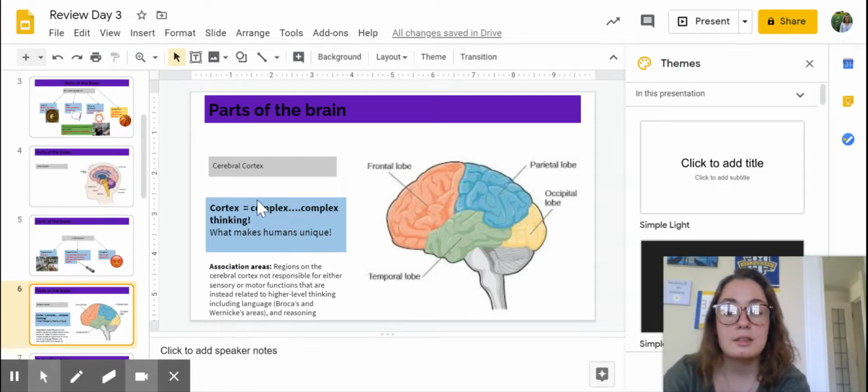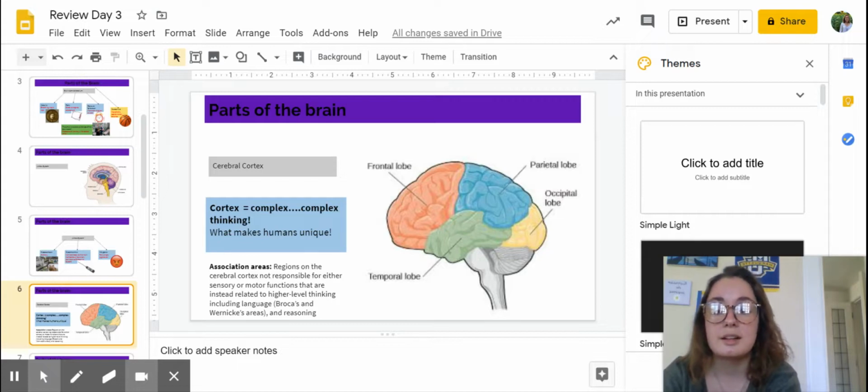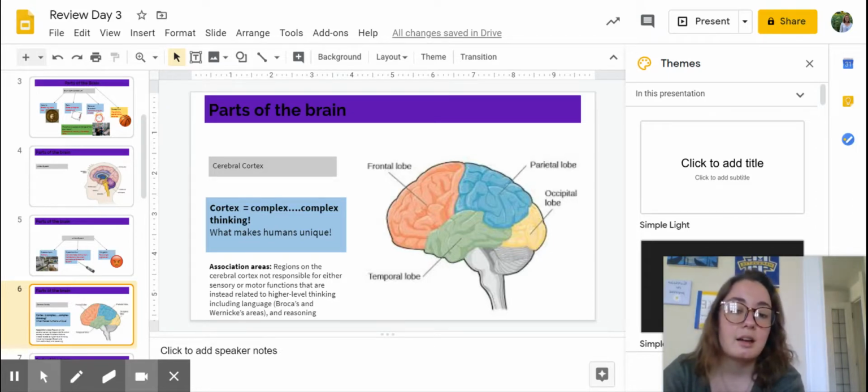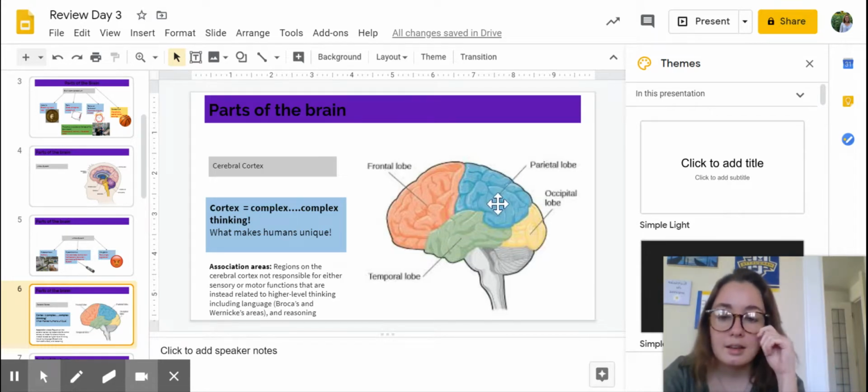So in the cerebral cortex, I said there's the different lobes and things. There's association areas. And these are regions on the cerebral cortex that aren't responsible for either sensory or motor functions. So we know something like parietal, occipital, temporal lobe, those are very much with different sensory functions, right? We have hearing, we have vision, we have touch, taste, temperature over here with parietal.